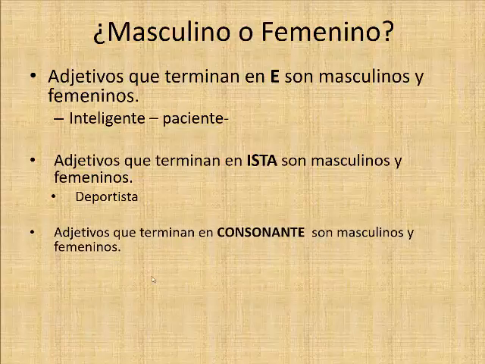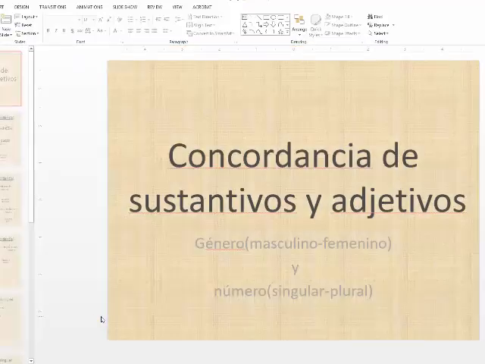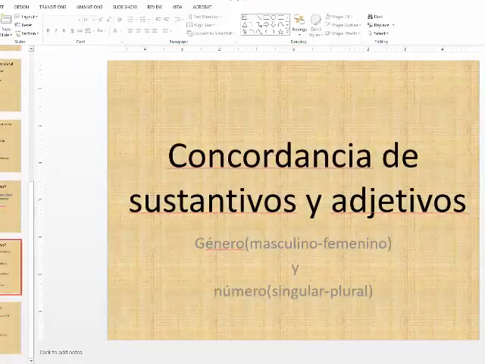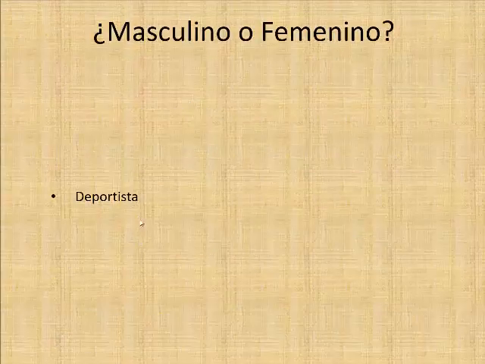Now the third one here, adjectives that end in a consonant are also masculine or feminine. Okay, so we have joven or débil. So ella es joven, or él es joven, y ella es débil, or él es débil. And we do have an exception here with adjectives that end in a consonant, right? So we have adjectives, and there's a little misspelling here. So adjetivos, we got to get rid of a D there. And you know what? We can probably do that right away as we make this, and we'll get rid of that, and we'll go back to slideshow from current slide.